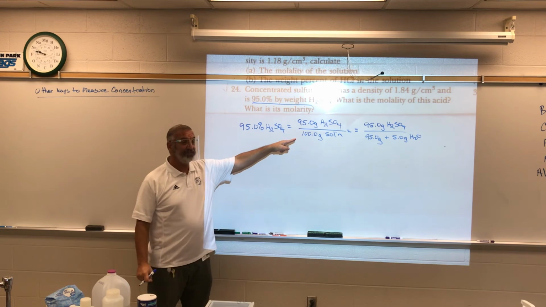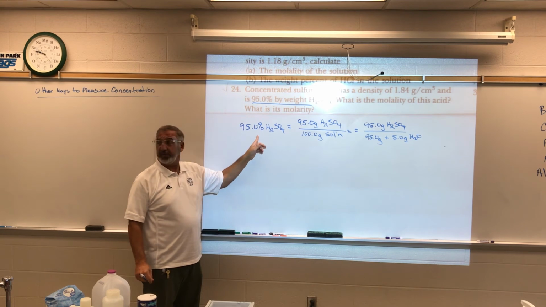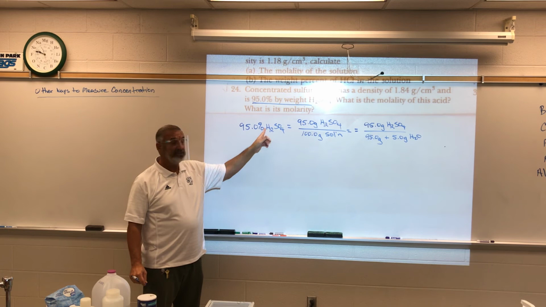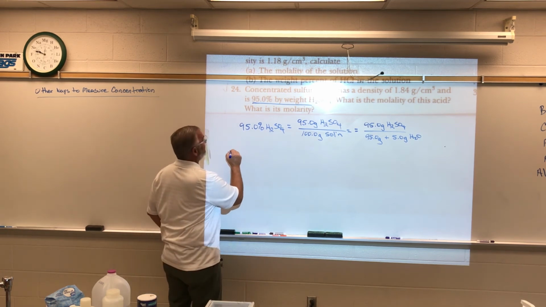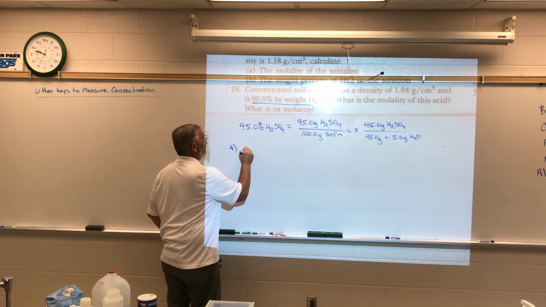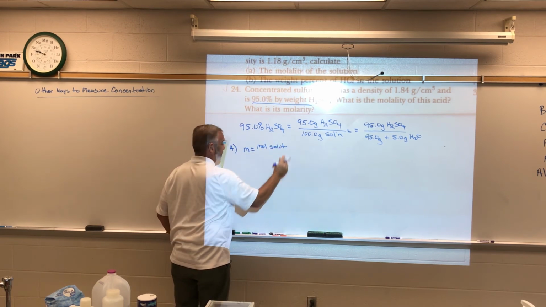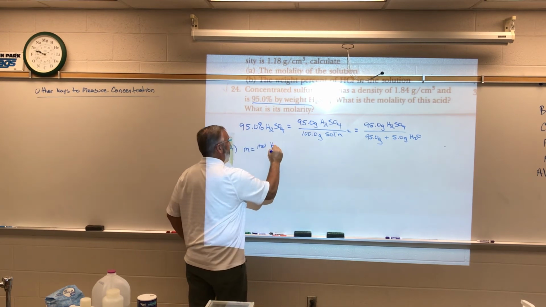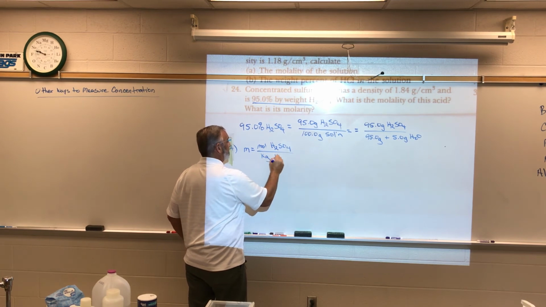That's everything that I can figure out just from this. Okay? So we need to know, again, the mass percent that you have. This is what I know. Now to do the rest, to do molality, molality is equal to moles of solute, in this case H2SO4, over kilograms of water.